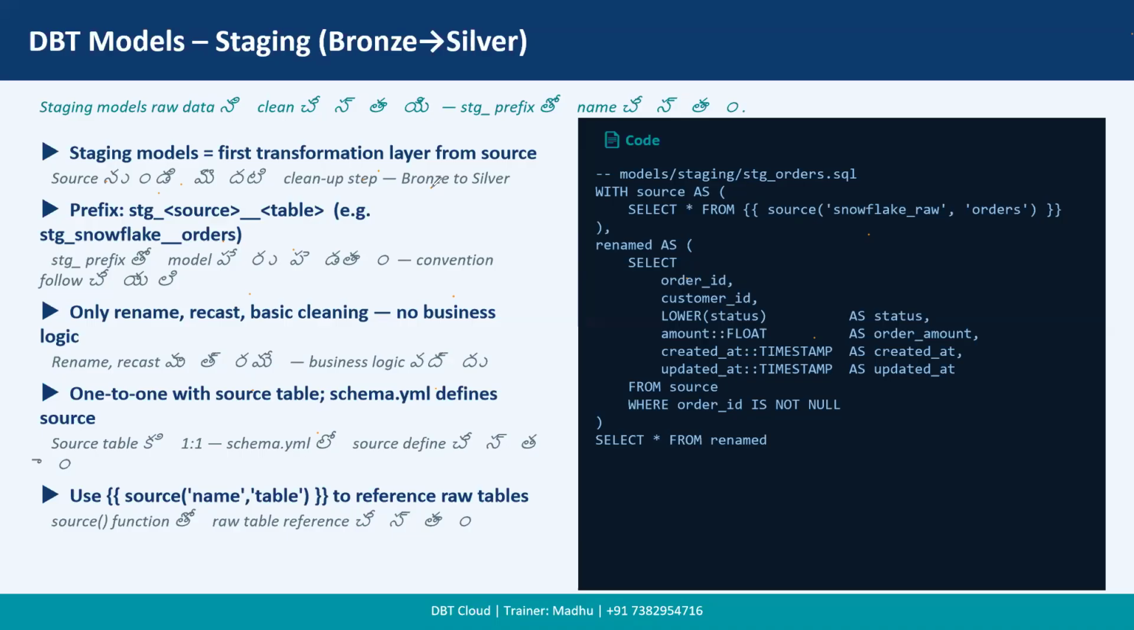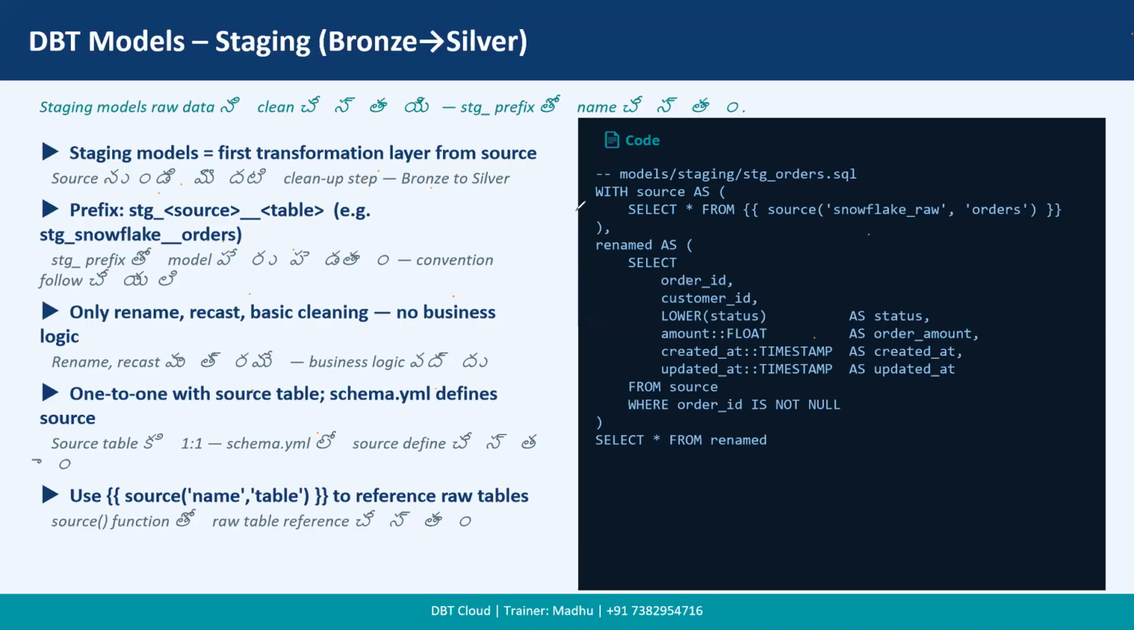We only rename the columns, cast data types, and filter nulls, and there is no business logic here. We're going to keep it simple in these staging models. How to create a staging model? So this is the syntax.